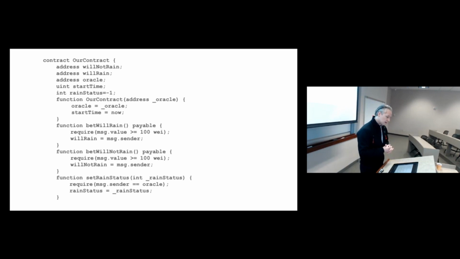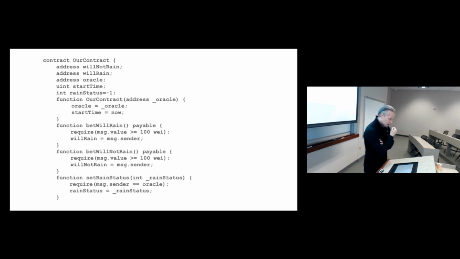And then you have to define what rain status is. Initially, the rain status is -1 because you haven't done the contract as of yet. If it becomes 1 or 0, in this case, that would mean it rained or it didn't rain. So we have an oracle, we have a start time, and now we're defining a function. I'll give you a cheat sheet on these functions later on, so you can see the sequence.